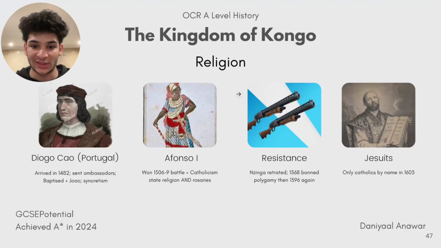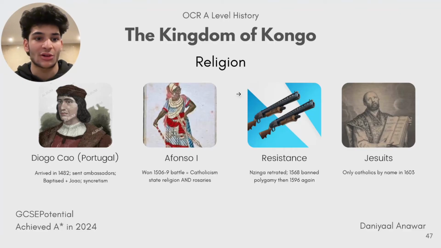The third point, resistance. Nzinga retreated. That's spelled completely incorrectly. But essentially, towards the end of the rule, so in the 1550s, 60s, there was a bit of beef because the new King of Congo was like, I'm not having any of this because I'm not happy with this. There's too many people telling me certain beliefs and forcing things upon me which I don't necessarily believe in. In 1568, polygamy was banned.